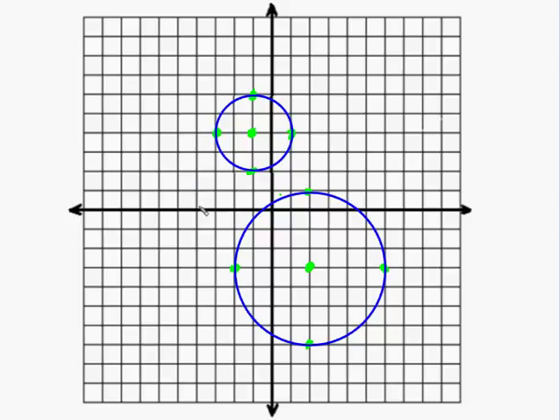All right, so what was the center of the next one? 0, 0. So the center. And what was my radius? 5. So I count right 5, up 5, left 5, down 5. And then I connect.